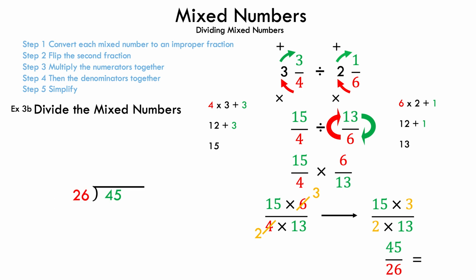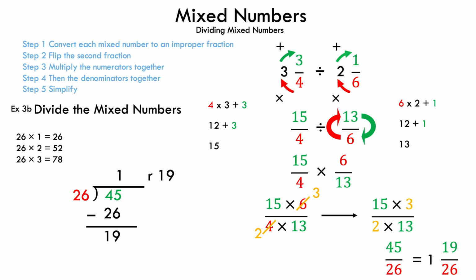Now we're going to use long division to write our mixed number. So now we're going to write down the multiples of 26 to pick the closest multiple of 26 to 45 without going over, and that is 26. And now we're going to subtract 45 and 26, and that gives us 19. That is our remainder. We're going to use the three numbers 26, 1, and 19 to write our mixed number, and that is 1 and 19 over 26, and that is our answer.